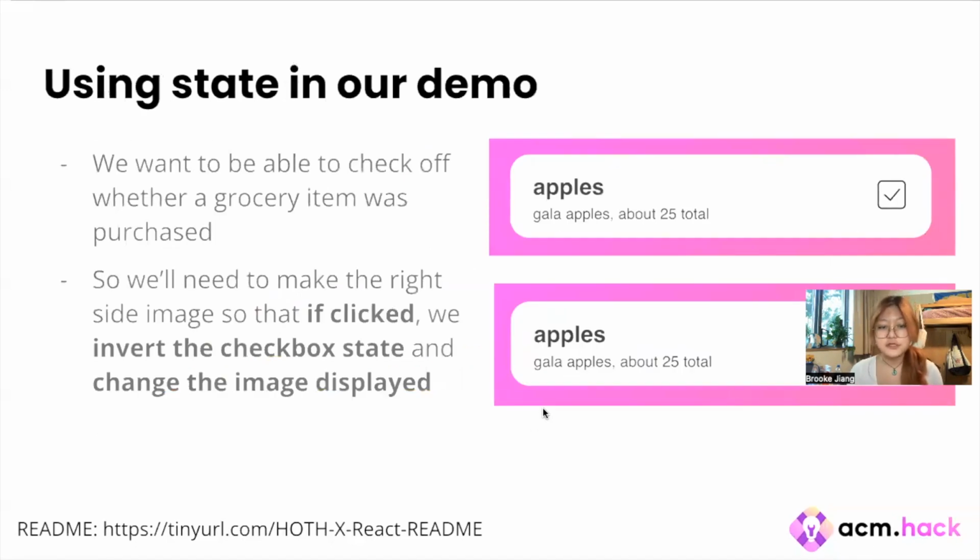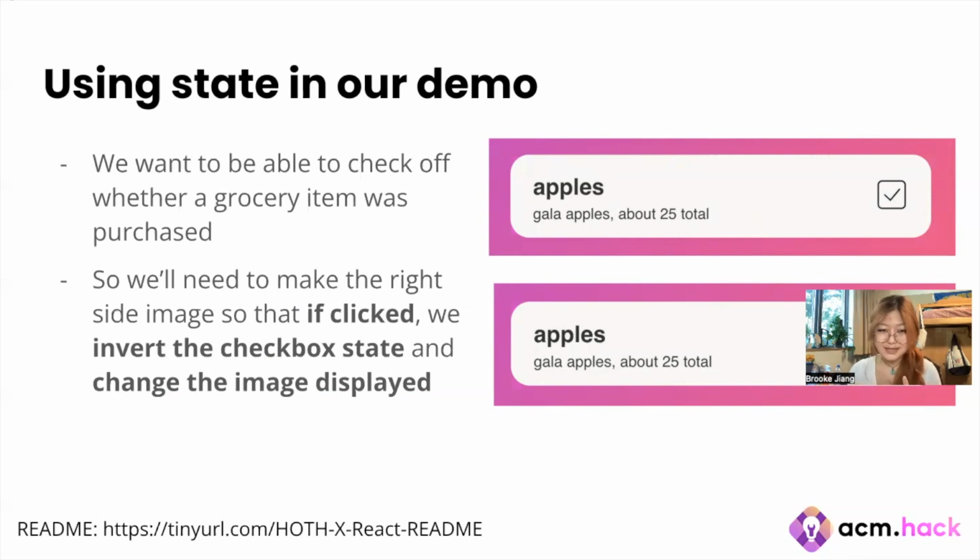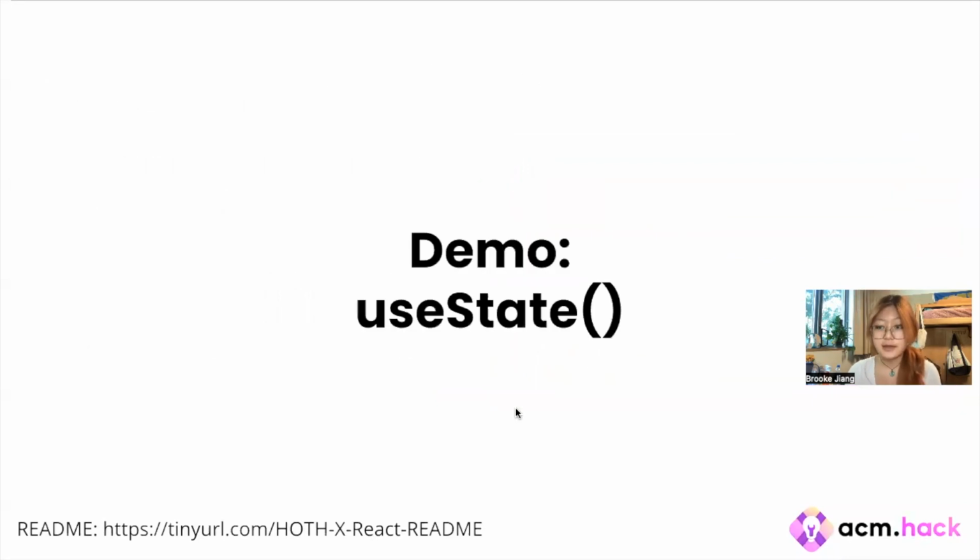In the context of our demo, what we want to do with useState is we want to be able to check off whether something has been purchased. More specifically, we want in our IMG tag for a user to be able to click on it and invert the state of the checkbox, and then correspondingly change the image that is displayed to match that status. How do we do that?